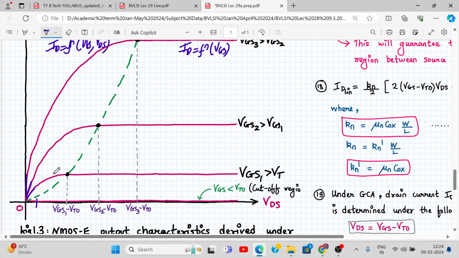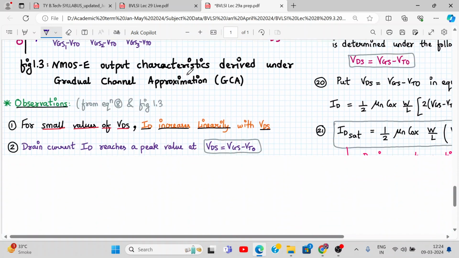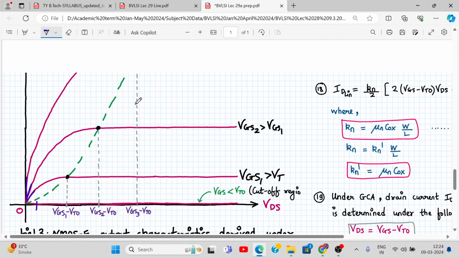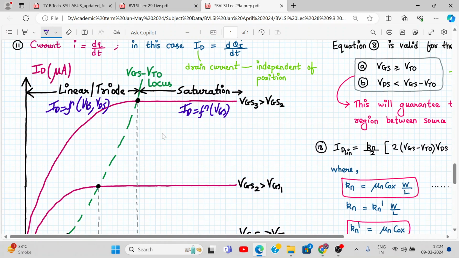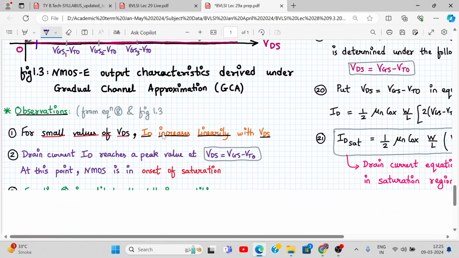Then drain current reaches a peak at VGS minus VTO, or VGS1 minus VTO in this case. So there are 3 peaks over here: VGS1 minus VTO, VGS2 minus VTO and VGS3 minus VTO. So at VDS equal to VGS minus VTO, what is this condition called? Edge of saturation or onset of saturation. One and the same thing.